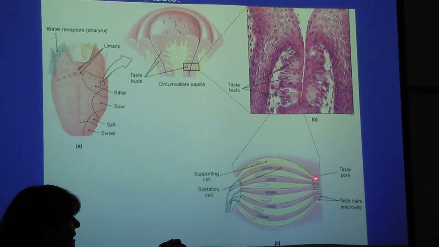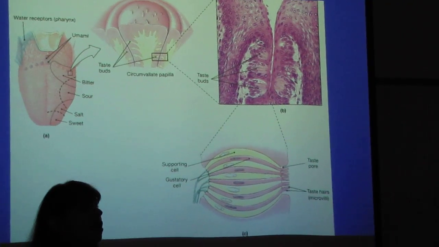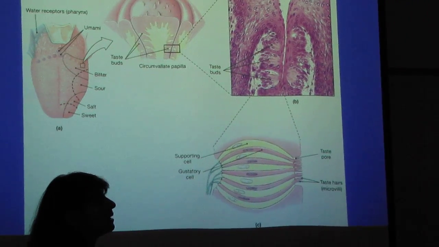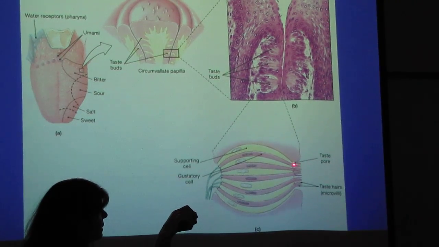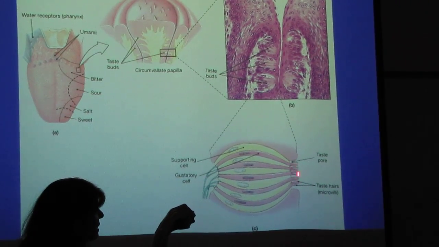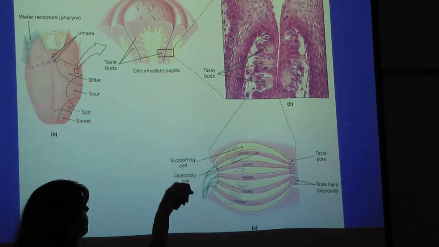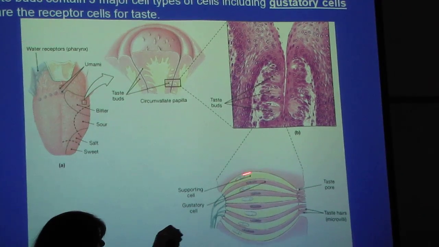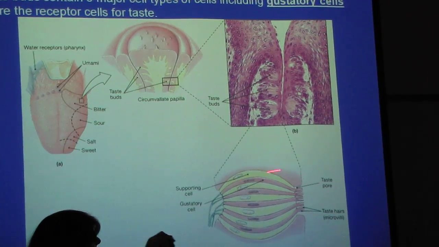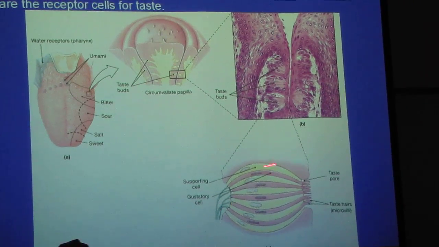So notice that these sensory neurons have these specialized cilia. They're called stereocilia. They're actually microvilli that extend out. And so the food has to dissolve and bind to the receptors right in there. So you have a little pore where the food enters. This is what it looks like in the microscope. It kind of looks like a little bud or little nipple. This entire structure is the taste bud.